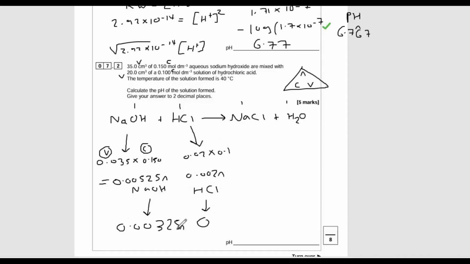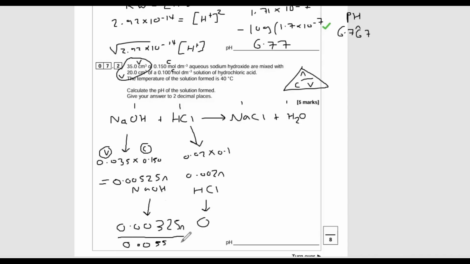The sodium hydroxide is still going to have 0.00325 moles left. Let's work out the concentration of the sodium hydroxide that we've got left. What is the volume? We need to combine the volumes to make 55 centimeter cubed. If we do n over V, we're going to get C. So I'm going to do moles of sodium hydroxide over 0.055. You generally just add two noughts in front when you want to convert.